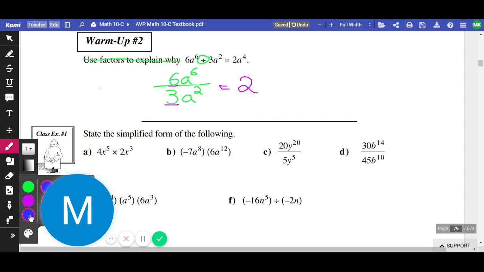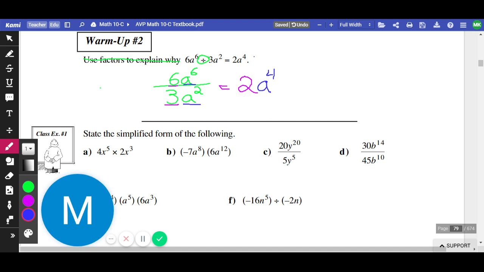Then, letters go with letters. So I have a to the 6 divided by a squared. Sorry, I think I said a squared both times. A to the power of 6 divided by a squared. When you're dividing letters, what do we do to the exponents? We subtract them. So this one would be a to the 6 divided by a to the 2. 6 minus 2 is a to the 4. Fantastic work. All right.